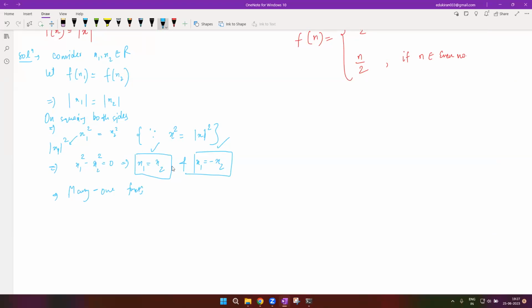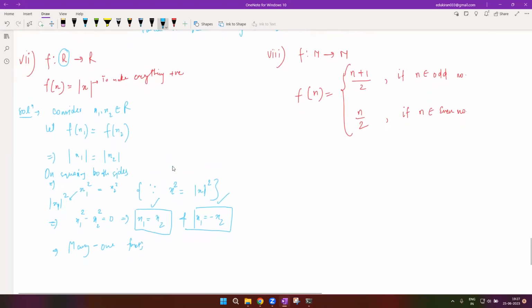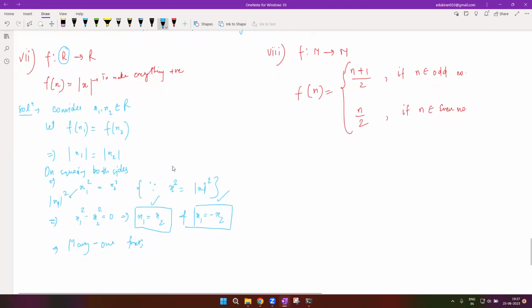Okay, next one. Let's try the next one. We should prove the 8th question also like this. Also, this is the last question on one-one and many-one. Then we will proceed to into and onto. But before that, please solve 8. Now 8 is the longest also in this series.